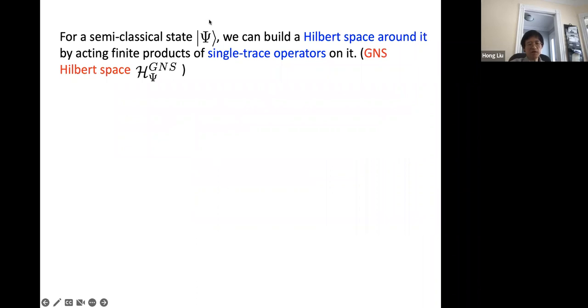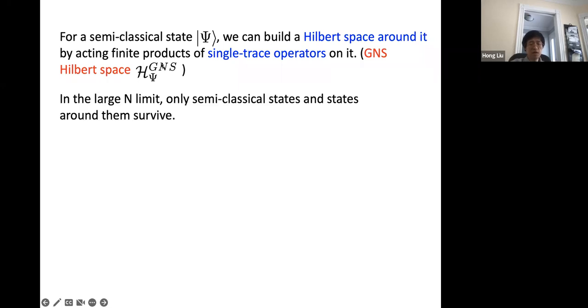And then for a semi-classical state psi, we can build a Hilbert space around it by acting with a finite product of single trace operators on it. And you can define this strictly. This is called the GNS Hilbert space. GNS is just a mathematical procedure to prove that this is actually a well-defined Hilbert space. So in the large N limit, only semi-classical states and the states around them survive.